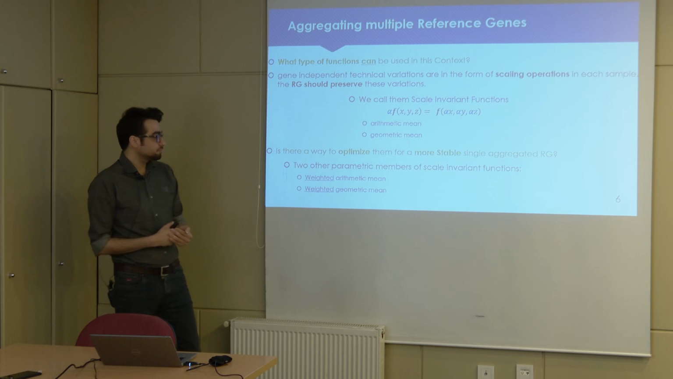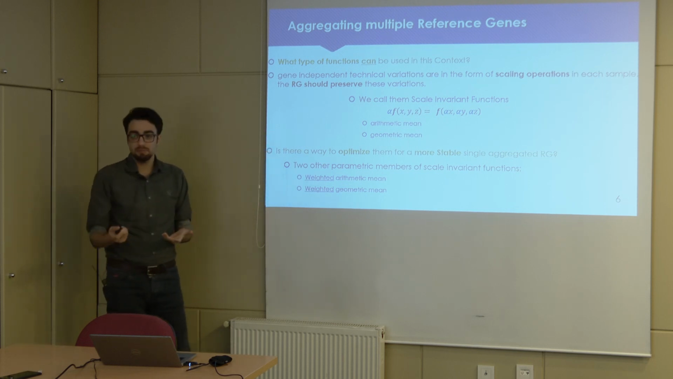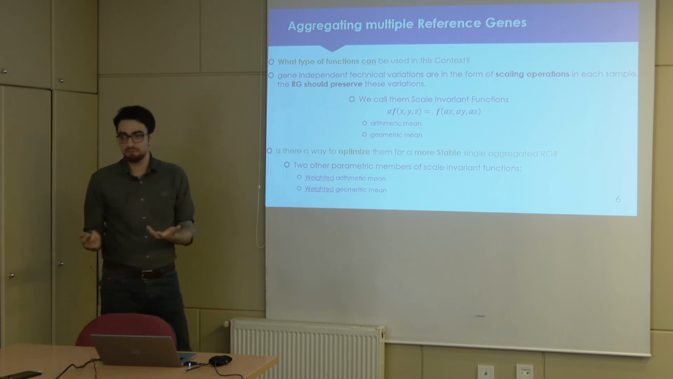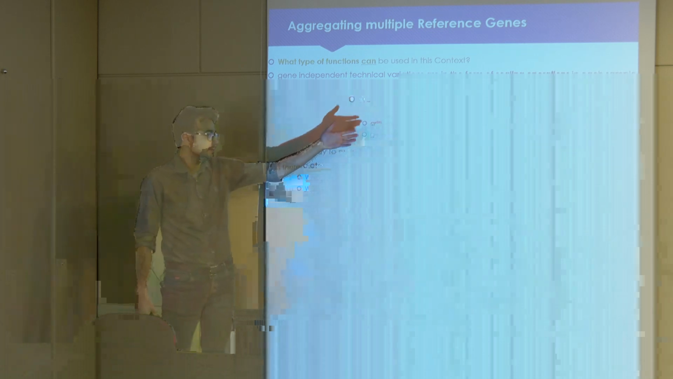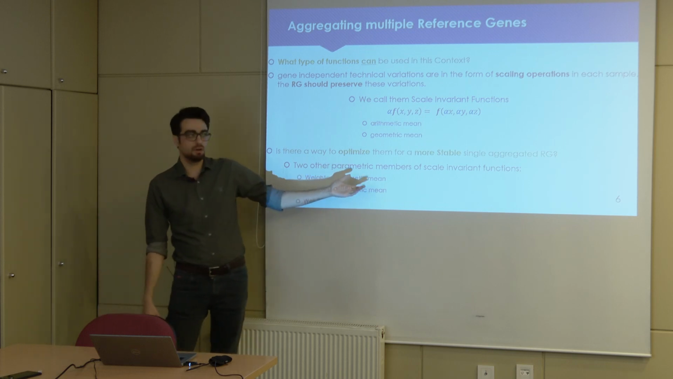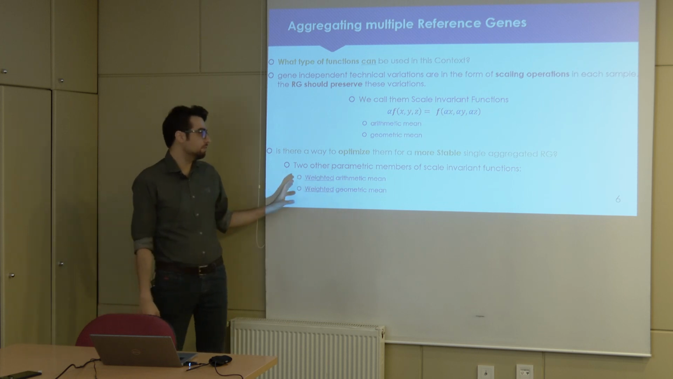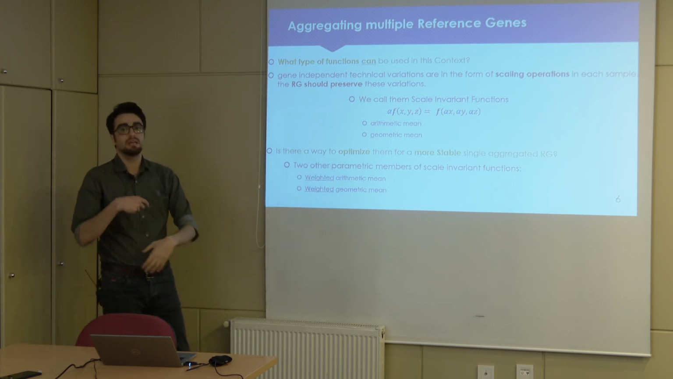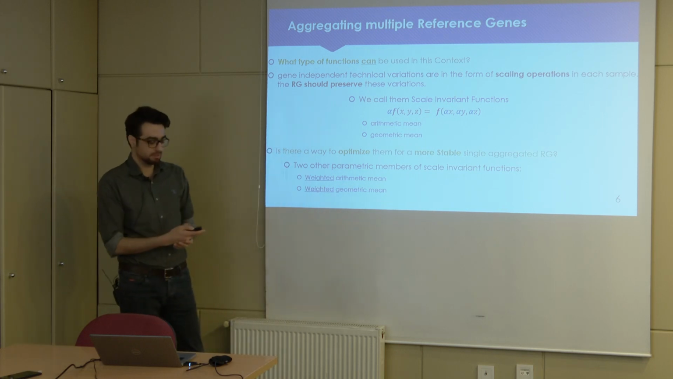When we say optimize, there must be some parameters. Here we utilize 2 other members of this family of functions, the weighted version of the arithmetic mean and geometric mean. So now we have parametric functions. We can optimize them based on our objective, which is having a more stably expressed reference gene at the end. So we can normalize the data with it.